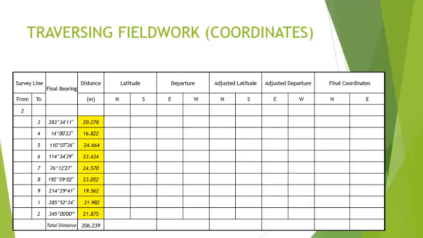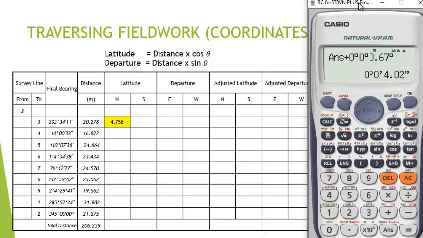Next is to calculate the latitude and departure. The formula for latitude is distance multiplied by the cosine of the bearing, and for departure the distance is multiplied with the sine of the bearing. There is a simple trick in calculator for this repetitive work, like in this calculation. Please open your calculator here.